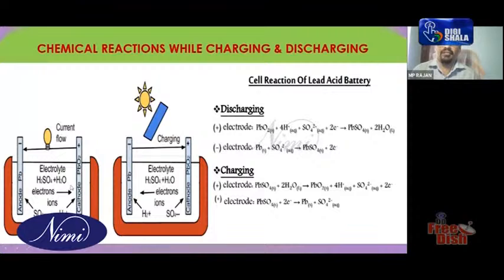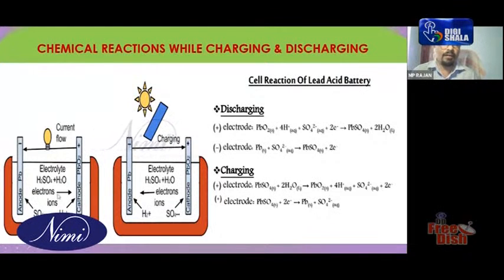What is happening during discharging? We can say this process is called discharging. When you are connecting to a load, the battery is getting discharged. So during discharging, your H2SO4 and H2O solution is there inside the battery, and H2SO4 will be decomposed into H2 plus and SO4 minus. So it will be degraded into hydrogen and sulfate.